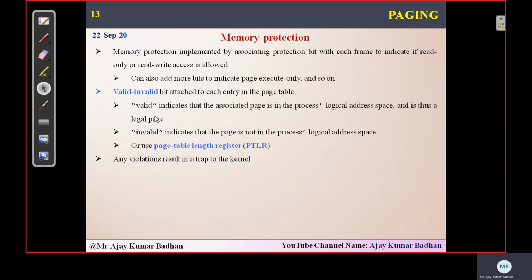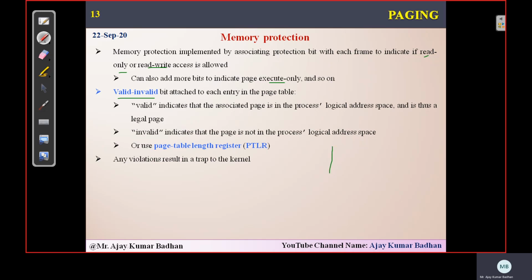So, memory protection. Basically we need to protect our memory, right? Whatever pages we are storing within our frame numbers, and the page numbers we are using in the page table, we need to protect them. In order to protect these page numbers and frame numbers, we are going to use a concept called the valid invalid bit. Based on this, we can perform different operations on them, like read only operation, read write operation, write only operation. Not only that, even execute operation can also be done with the help of this valid invalid bit.